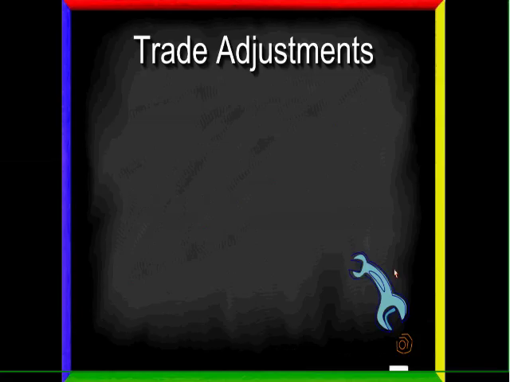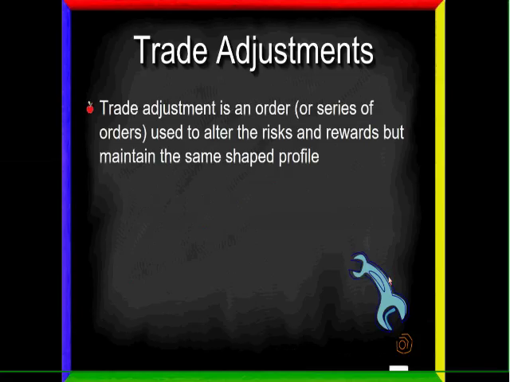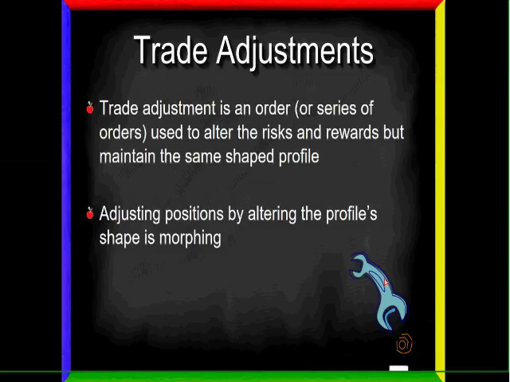So what is a trade adjustment? A trade adjustment is an order that we place, or a series of orders, that is used to alter the risks and rewards, but maintain shaped profile. If I want to change the shape, that's actually called a morph. Okay? So if we adjust by altering the profile's shape, that's what we call morphing. We can do all this with options.